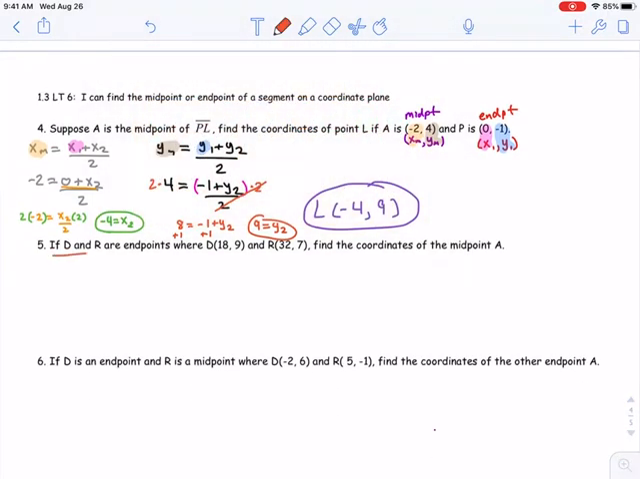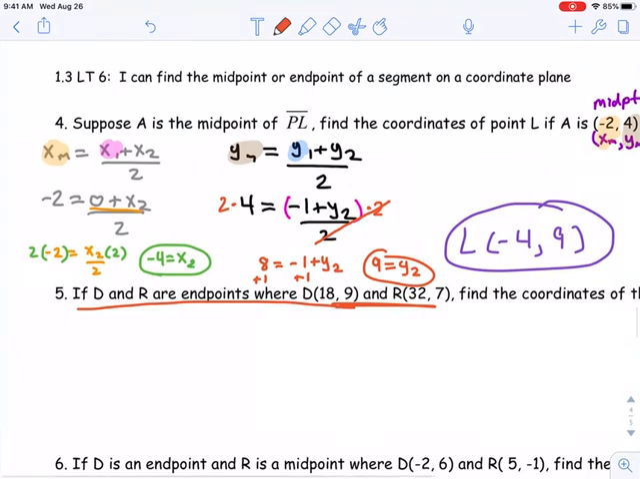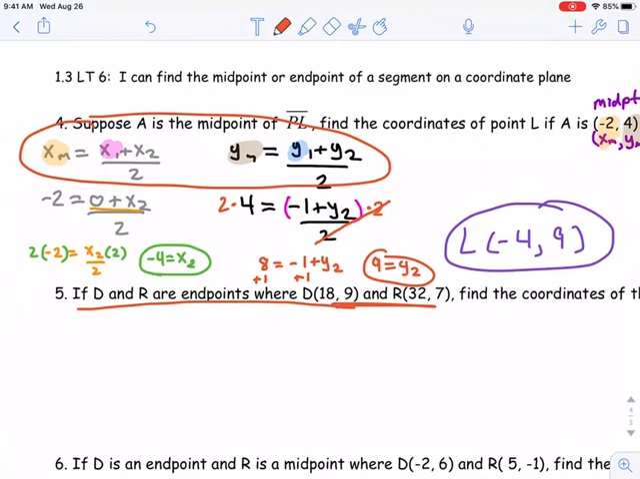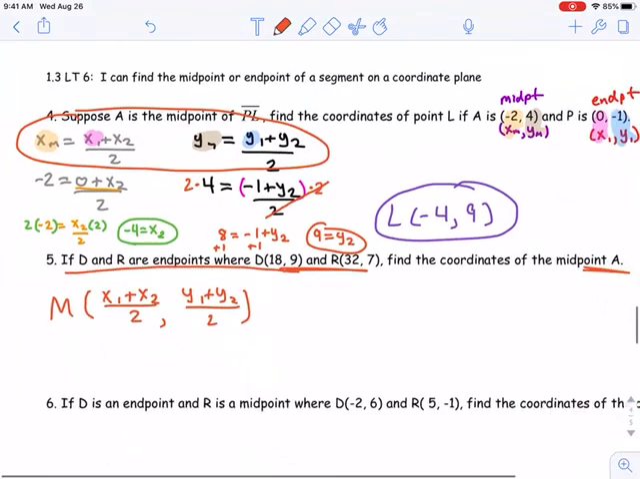Let's read this problem. D and R are endpoints. Oh my gosh, I was given the endpoints. I have to find the midpoint. Technically I could still organize it and use all this stuff up here, that's the same thing. Or I could just write a giant M. I like to do this version when I'm solving for the midpoint. What's up top works for either one. You'll just be calculating the number and solving.